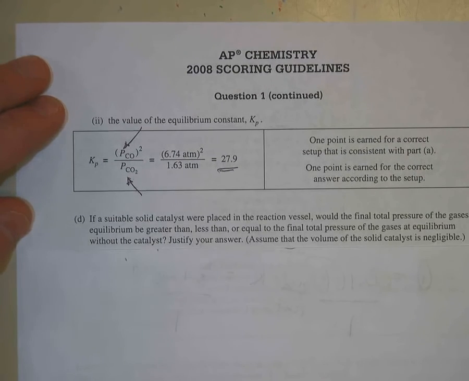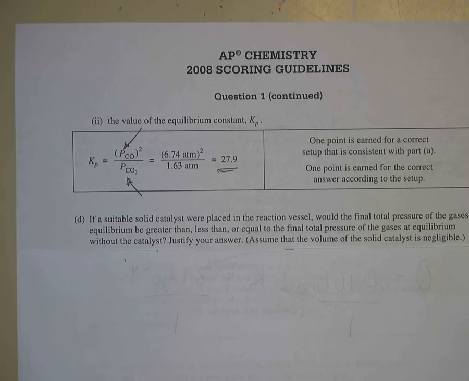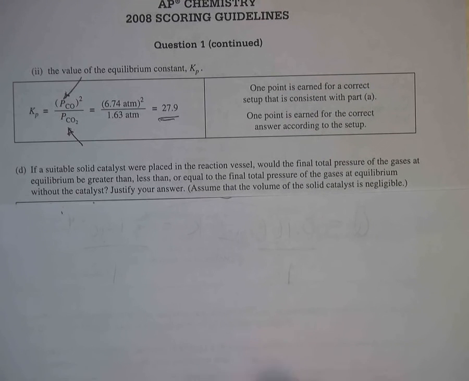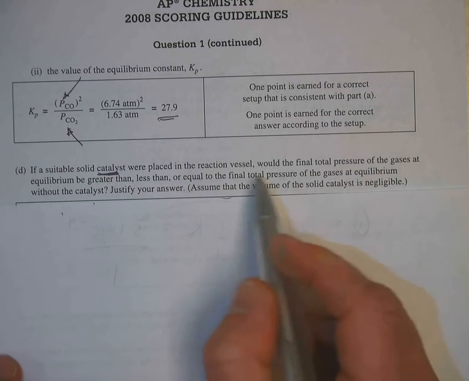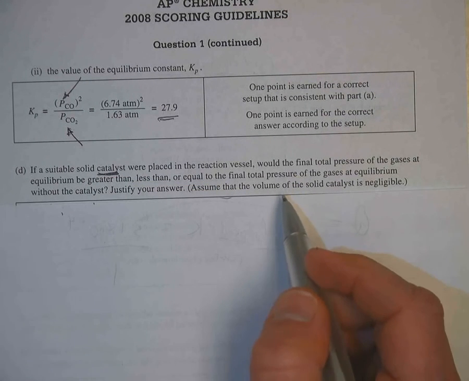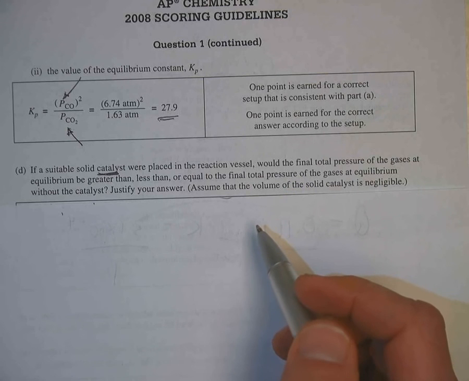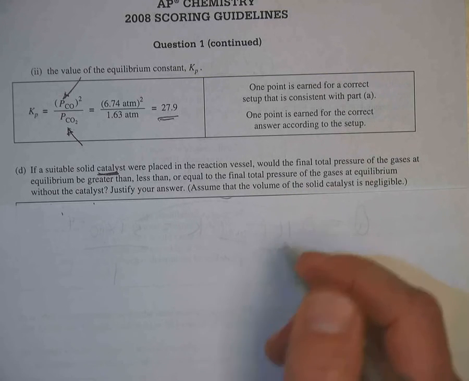Now this next question is great. If a suitable solid catalyst were placed in the reaction vessel, would the final total pressure of the gases at equilibrium be greater than, less than, or equal to the final total pressure of the gases at equilibrium without the catalyst? Justify your answer. How does a catalyst affect equilibrium? Does it shift it to the right, shift it to the left, or does it stay the same? Jump up and down, jump up and down.